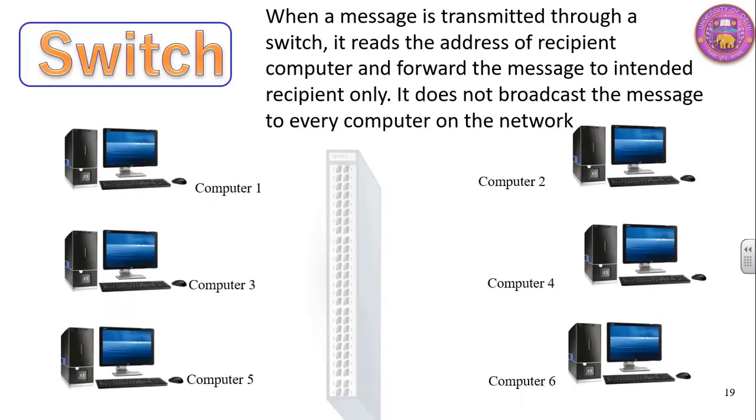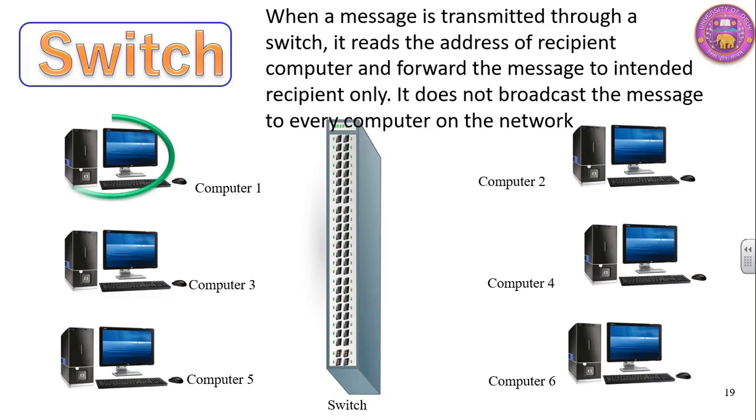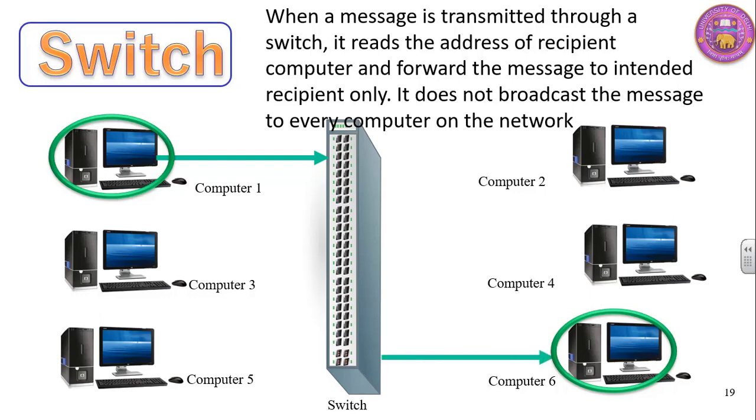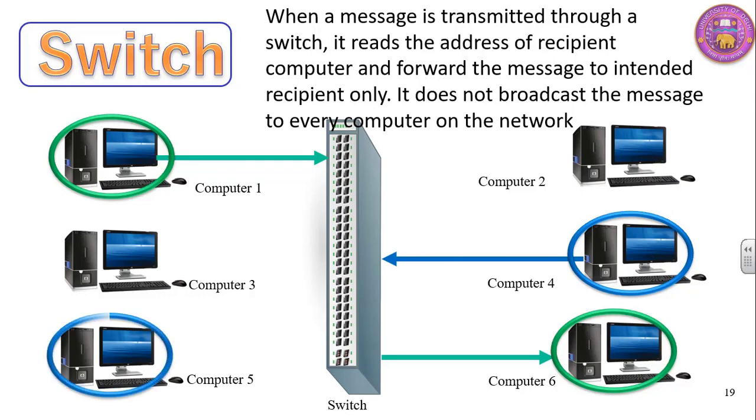This is the same example. Computer 1 transmits the message to the switch. This message is meant for computer number 6. The switch will transmit the message to computer number 6. Computer number 4 intends to transmit a message. The message goes to the switch. The switch reads the address and finds that this message is meant for computer number 5. It transmits the message to computer number 5.